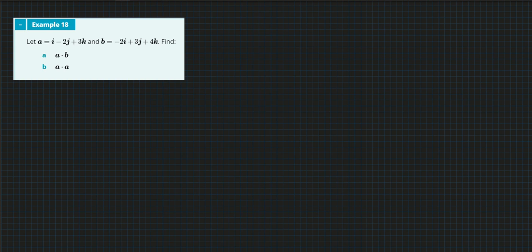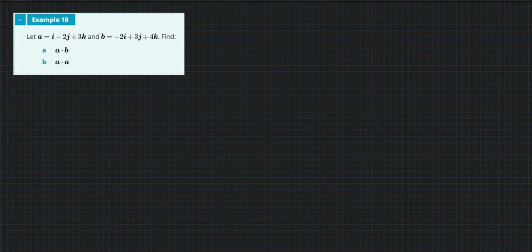In example 18 here, we're just going to apply the definitions of the scalar or dot product. Question A is asking us to get the dot product between A and B. So if you remember, A dot B will equal the first component in A times the first component in B, and so on. I'll just write those out.